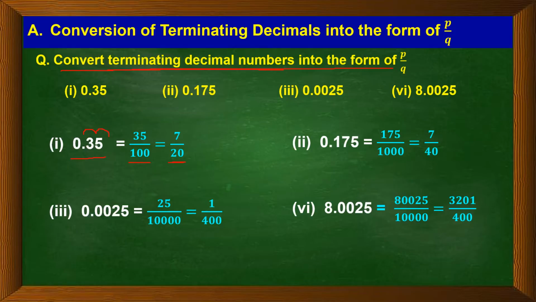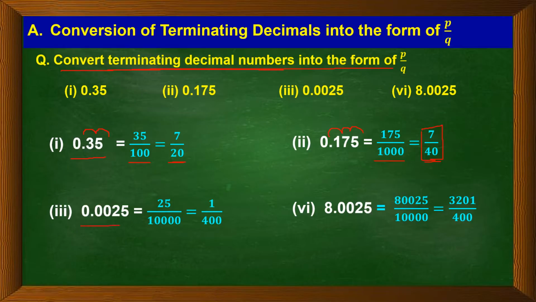Now second part is 0.175. Now there are three decimal places. So in the denominator we shall get 1000. So 175 upon 1000. Further we can simplify by dividing by the common factor, which is 25. So 175 will be divided by 25, we shall get 7. 1000 divided by 25 we shall get 40. So 7 by 40 is the p by q form of a rational number, right?